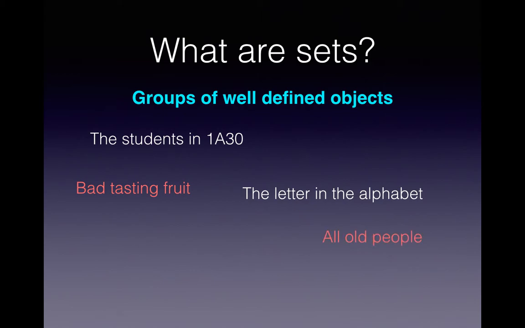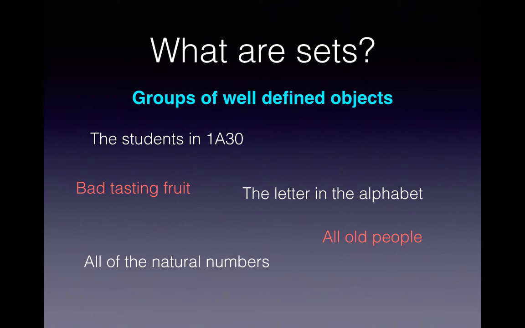Okay, what about all old people? Well, first off, you and somebody else would consider a different age to be old. For example, you might consider me to be old. I would say I'm not. So we disagree on what is old age, and you can't define the objects in that set accurately, so it's considered not to be a set.